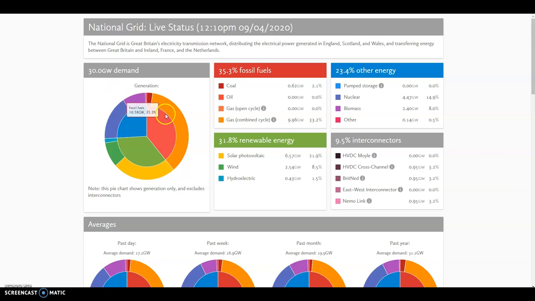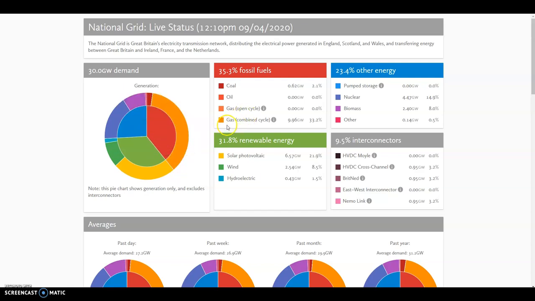And it is changing. The different proportions of these different things are changing. Each of these colours refers to a different type of energy resource. So the red are fossil fuels, the green is renewable, and the blue are other sources. And then these are broken down further into different types. So at the moment, the biggest proportion of energy generation in the UK is from fossil fuels. It's 35.3%. And the biggest proportion of that is from gas.